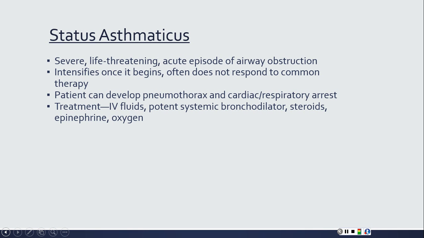But as a nurse, you need to be able to recognize, hey, this is not just a typical asthma attack that we can give them some oxygen, give them some bronchodilators, give them a breathing treatment, and they improve. We've got to do something to secure an airway, or all these other methods are not going to work anyway. All right. So that's status asthmaticus. Just recognize the differences between those two.